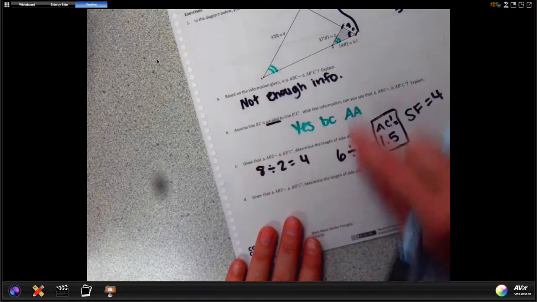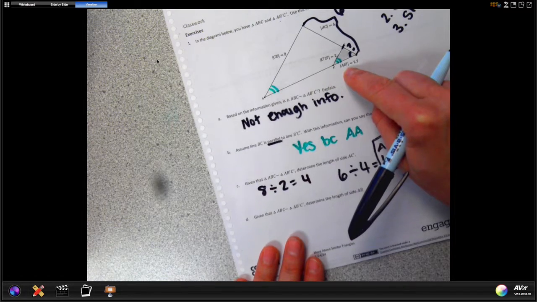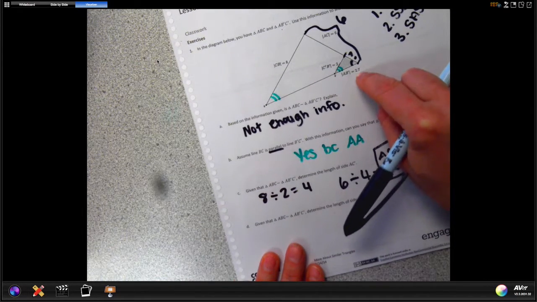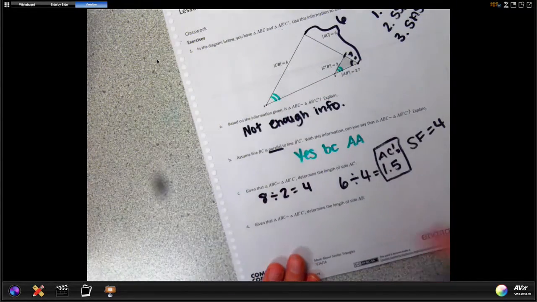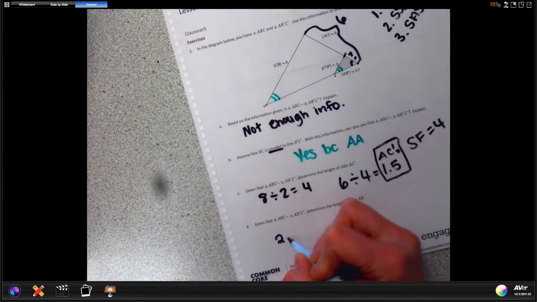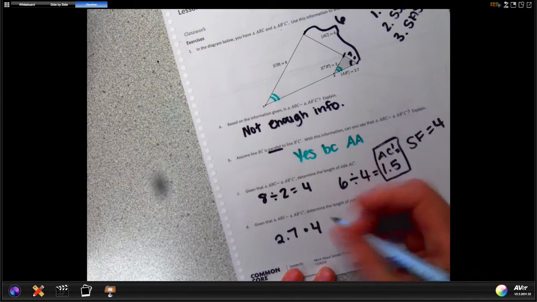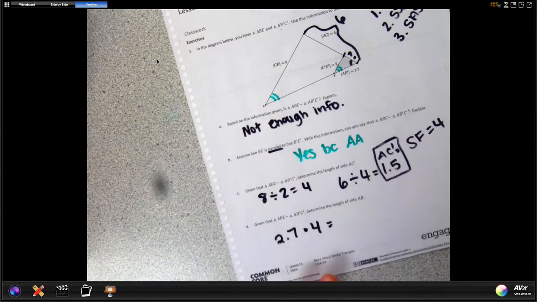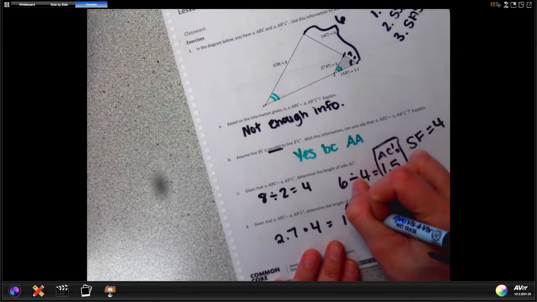Okay, and now the last one's kind of going the opposite way. So now we have AB prime. We have this little guy right here. And we want to know, okay, if this little guy is 2.7, what is the value of the large one, AB? And this is how you do it. We know our scale factor is 4. So we're going to take the small one, and we want to enlarge it this time. So we're going to multiply by our scale factor instead of divide. And we are going to get, let's see, 2.7 times 4 is 10.8. That is our value for AB.